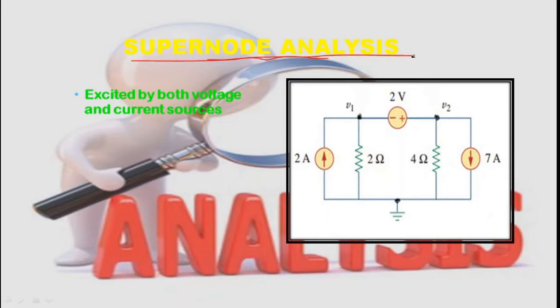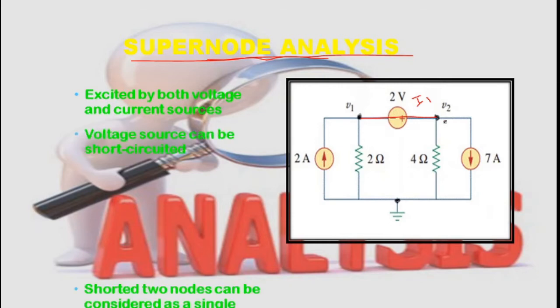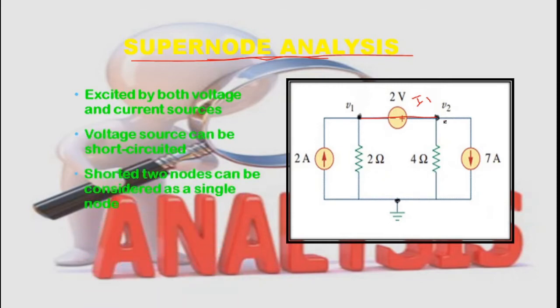Now what do we do here? We simply consider the voltage source across these two nodes as short circuited. I assume a current flowing through it. I can name it anything, I1, I2, something I can name it. I am just going to consider this particular voltage source to be short circuited, and these two nodes can be considered as a single node as well. And in supernode analysis we use both KVL and KCL equations to solve it.